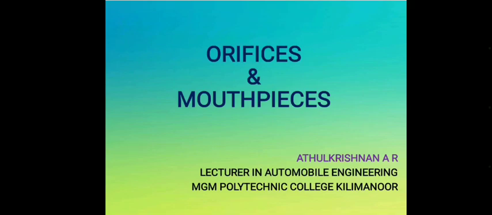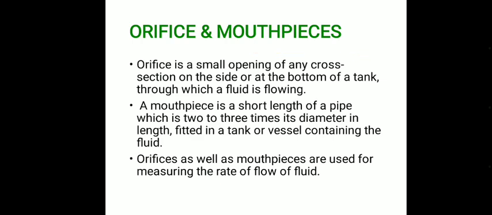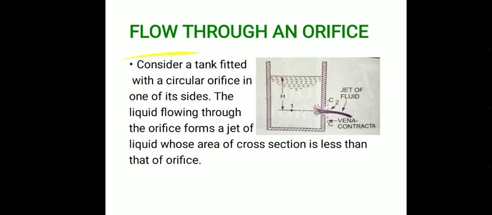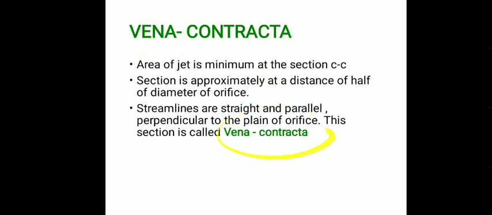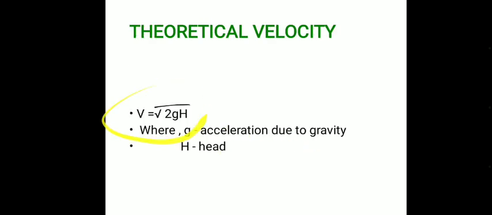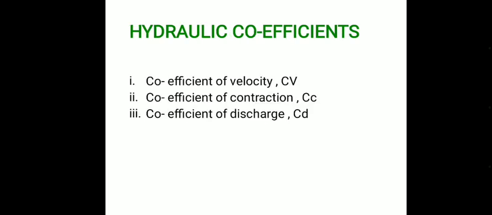Hello guys, let's continue our section on orifice and mouthpiece. In the previous sections we dealt with orifices and mouthpieces, and we went through the flow through an orifice, finally came to know about vena contracta and theoretical velocity. Finally, we went through the hydraulic coefficients such as coefficient of velocity CV, coefficient of contraction CC, coefficient of discharge CD.